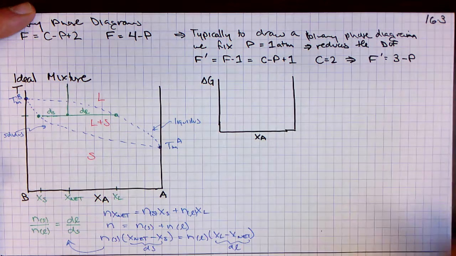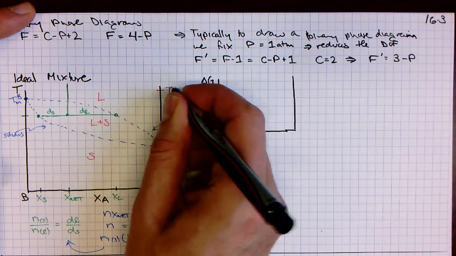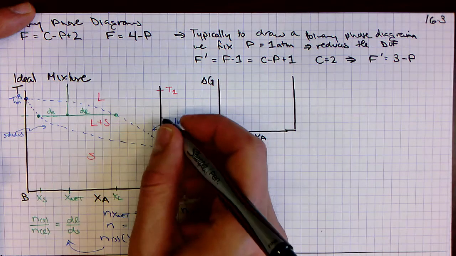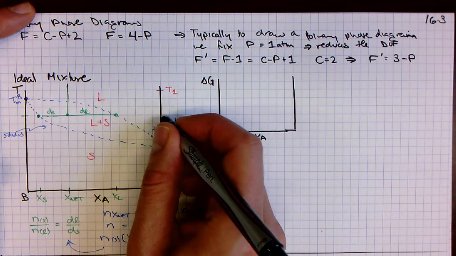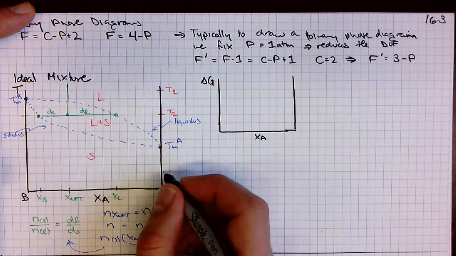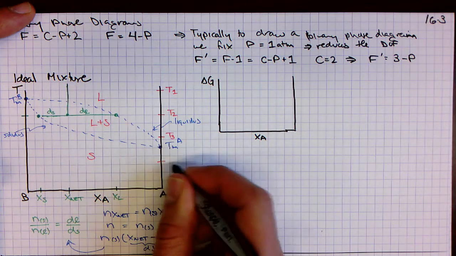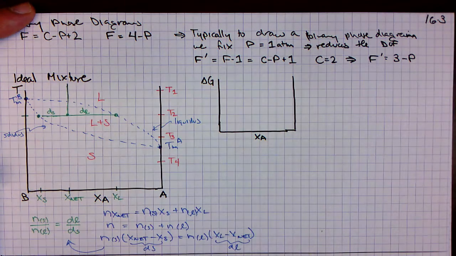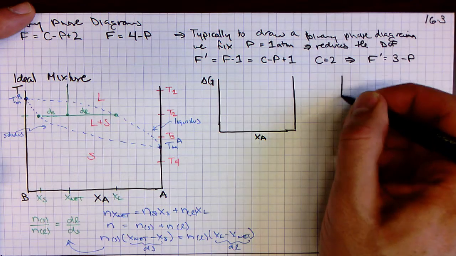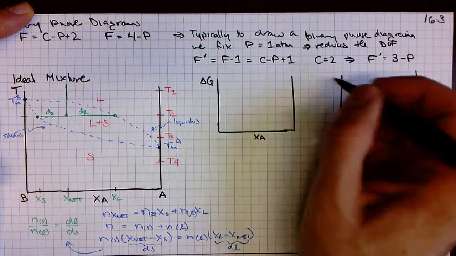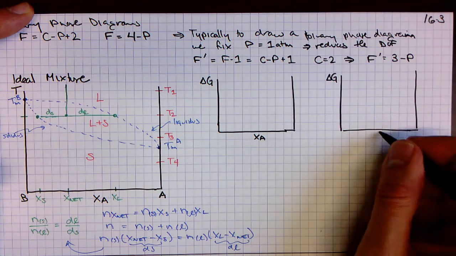So let's define some different temperatures. Let's start with T1, it'll be the highest temperature. T2 will be somewhere in the middle. T3 will be somewhere further down, and T4 will be in the solid. Okay. So let's draw some curves like this, some places to put curves. So this will be our delta G versus XA.